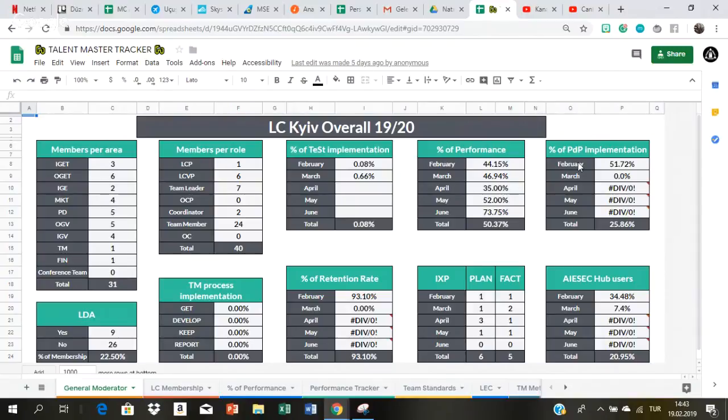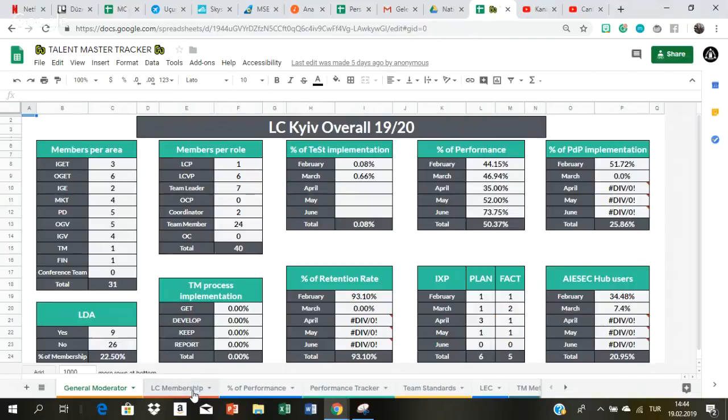Then I will share the PDP with you separately, so you will put things manually into this part. Then LDA, based on LC membership and TM process implementation, has a specific sheet and will be shown automatically as well, along with retention rate from TM metrics. The only thing you need to do in the IXP part is manually write your plan and then your fact, taking the plan from your general LC planning, TM planning part. And ISACUP users you can also take from the LC membership part.